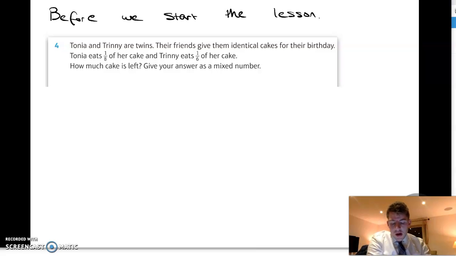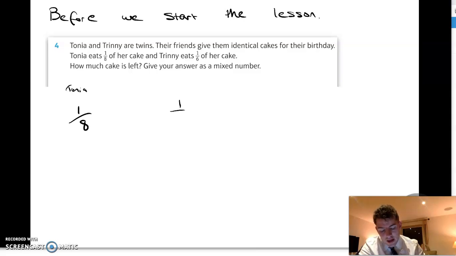So Tonya and Trini are twins. Their friends give them identical cakes for their birthday. Tonya eats 1/8 of her cake, and Trini eats 1/6 of her cake. How much cake is left? That's the question.